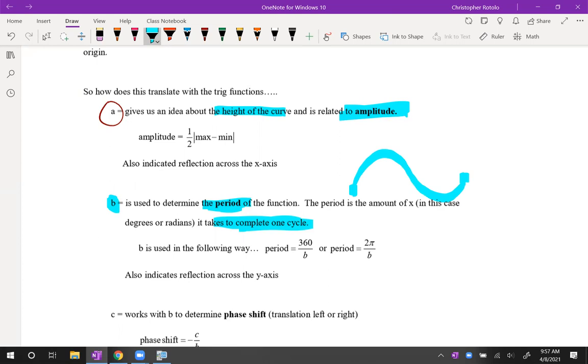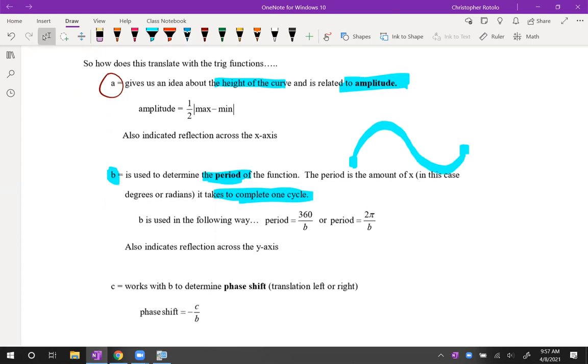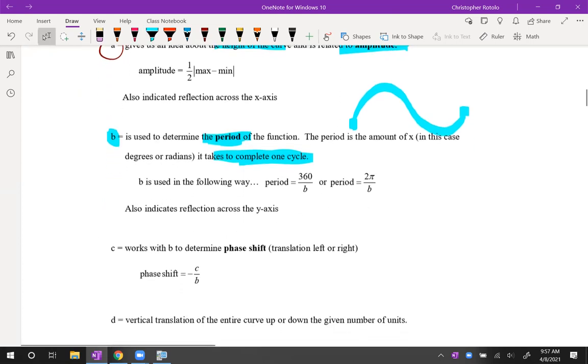How do I find that? We're going to take 360 divided by b if it's in degrees. Or I take 2 pi, right? 360, 2 pi, same thing, divided by b if it's in radian. Okay, and we can also reflect as we get some negatives and flip them around.